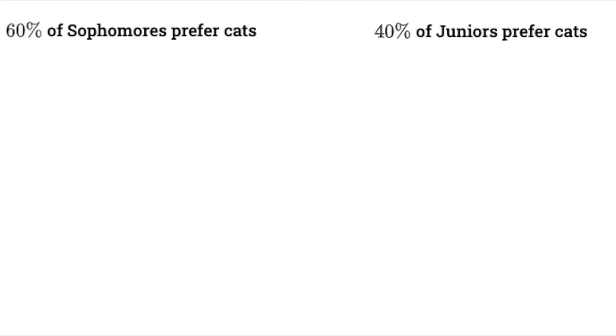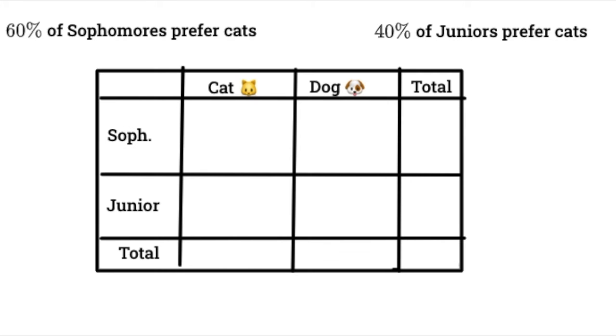Imagine we have a class with sophomores and juniors in it, and we ask them how many prefer cats versus dogs. And it turns out that 60% of the sophomores prefer cats and 40% of the juniors prefer cats. So we can take this information and put it into one of those tables that we've been looking at. So 60% of sophomores prefer cats.